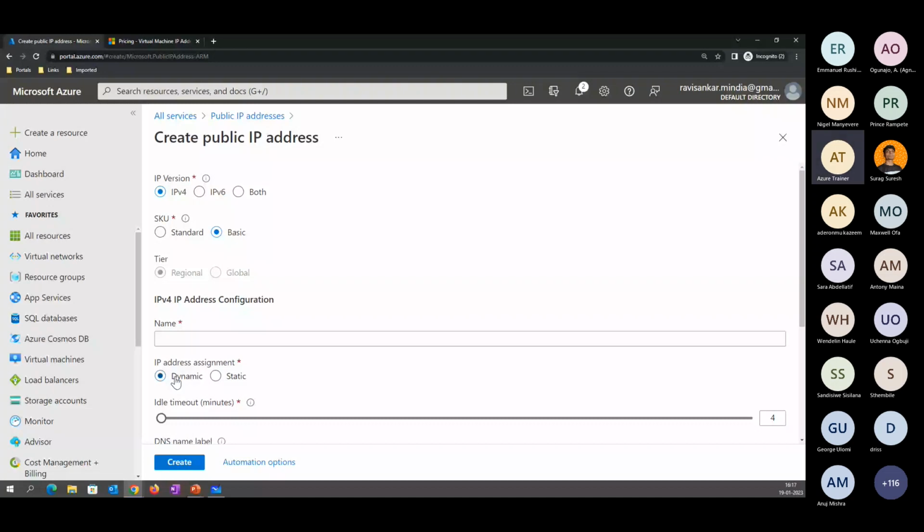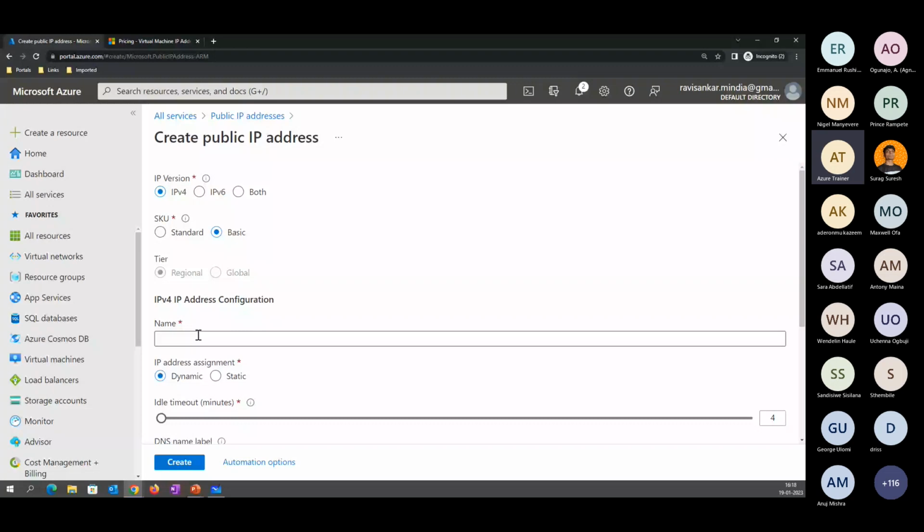For example, if you have configured a web server and the public IP address is configured in basic mode and dynamic mode, at any point of time, if the VM is restarted, your IP address will be changed. So that's an important point you need to remember here.